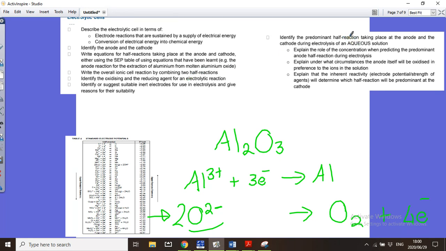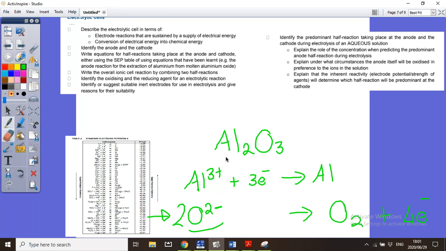We've spoken about the concentration. Normally, you would follow the rules. The highest one will be the strongest reducing agent and undergo oxidation, and the lowest one will undergo reduction. But if the concentration changes, please remember that there could then be a different reaction happening because of something becoming a stronger reducing or oxidizing agent.